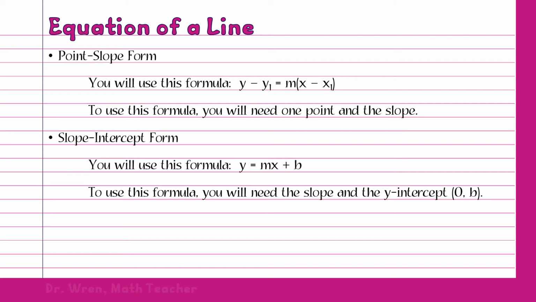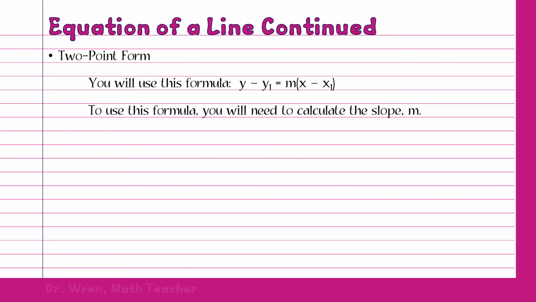With the slope-intercept form, you will be given the slope and the y-intercept. You will substitute these values into the slope-intercept equation. Doing so produces the equation of the line containing the given slope and y-intercept. To use the two-point form, you will be given 2 points, and the first thing you must do is calculate the slope. Then use the general formula for an equation, y minus y1 equals the slope times x minus x1, to model the equation of the line that contains those 2 points.